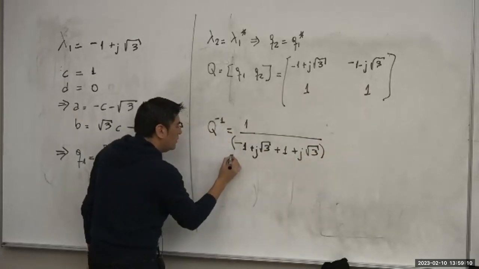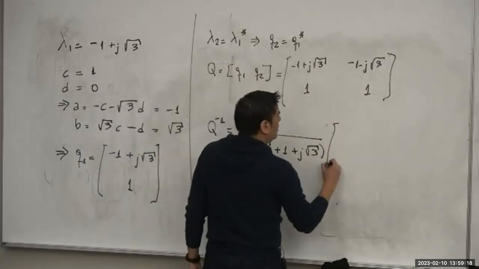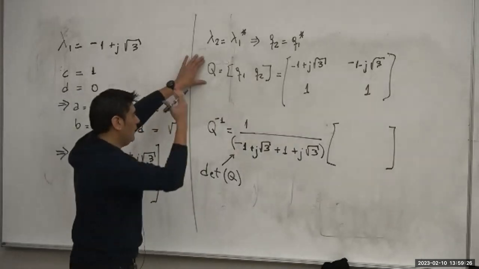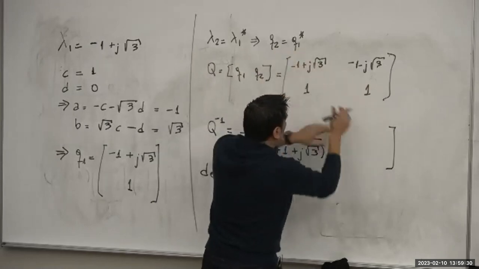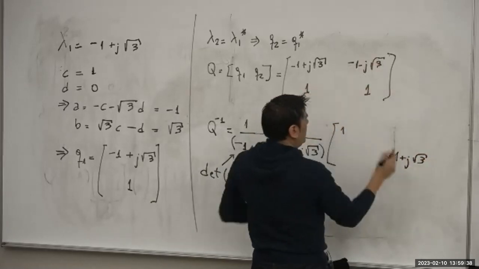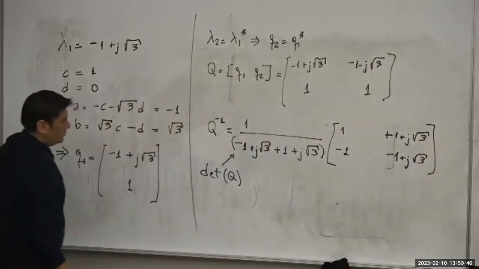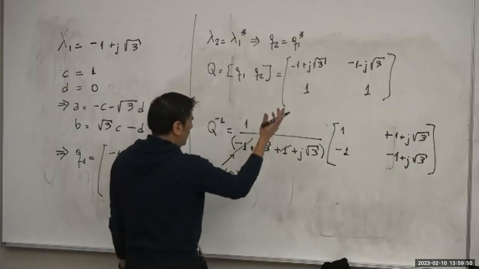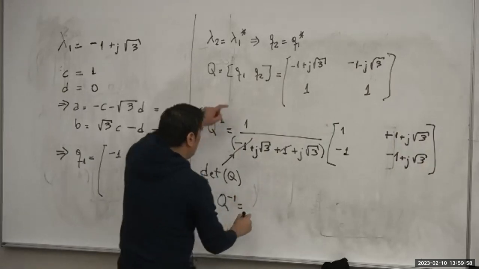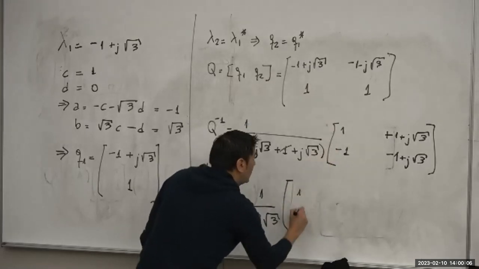So this part here is going to be the determinant of Q. And here we put the transpose of the matrix of the cofactor of Q, but in this case it's simple. Basically, we change the diagonal terms and we keep this one, but we change the sign. As you can see here, number 1 gets canceled, and then here Q inverse will be 1 over j2 times the square root of 3 multiplied by this matrix.